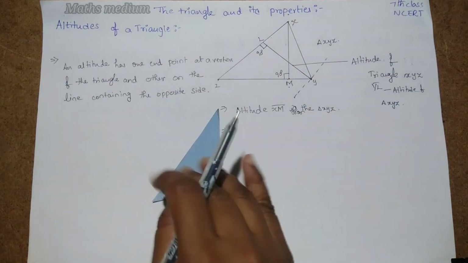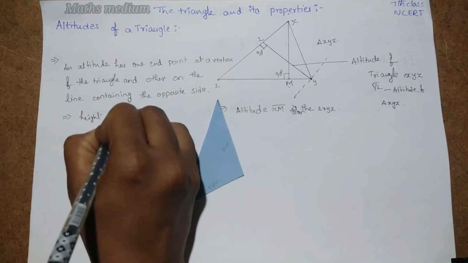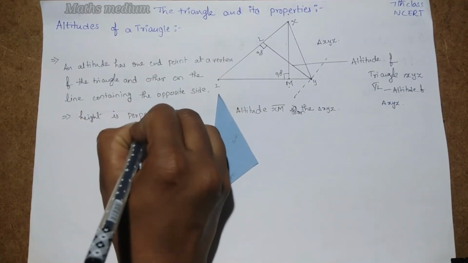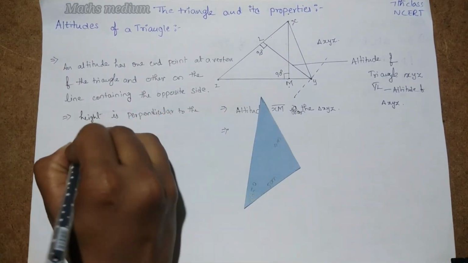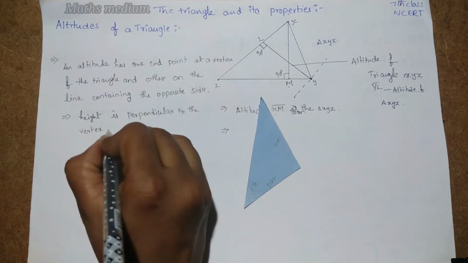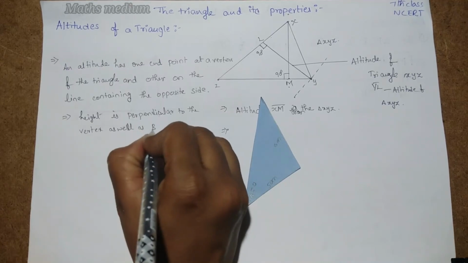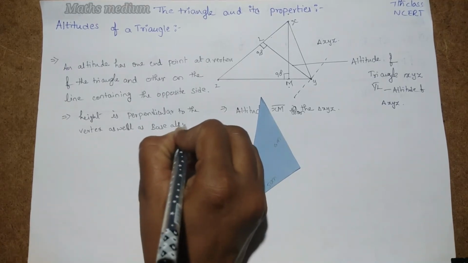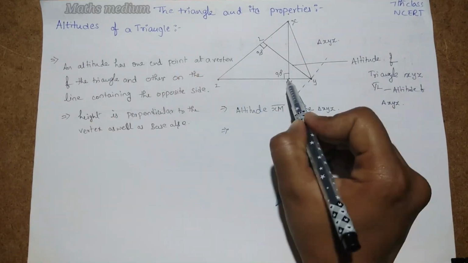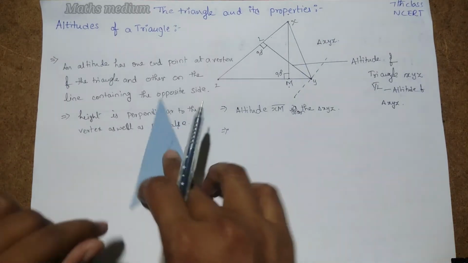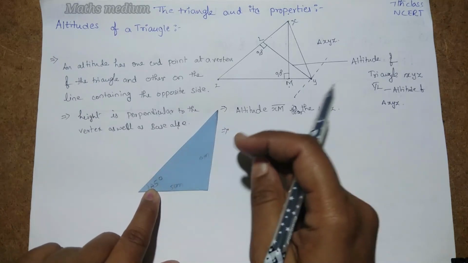Here I forgot to write that the height is perpendicular to the vertex as well as the base also. This base is perpendicular to that height. See here, this is perpendicular from that vertex. Now see here, this is the acute angle triangle.